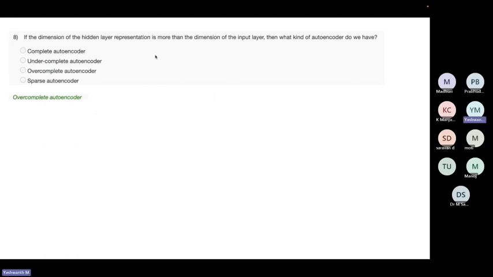So again, if the dimension of the hidden layer is more than the dimension of the input, it's called an overcomplete autoencoder. That's also a valid one.